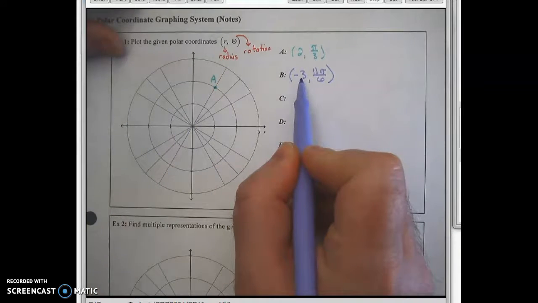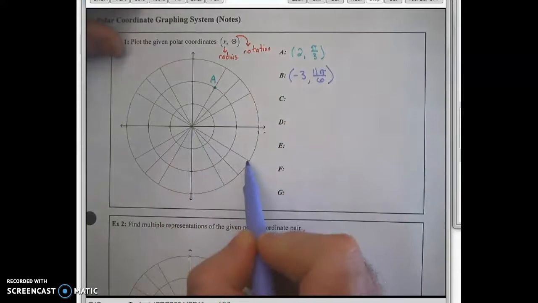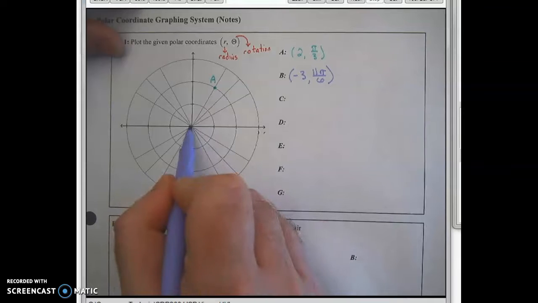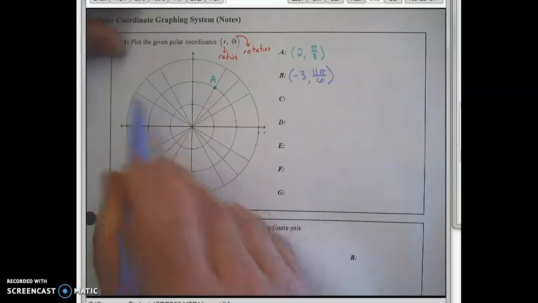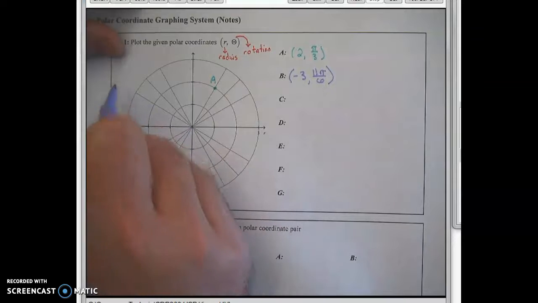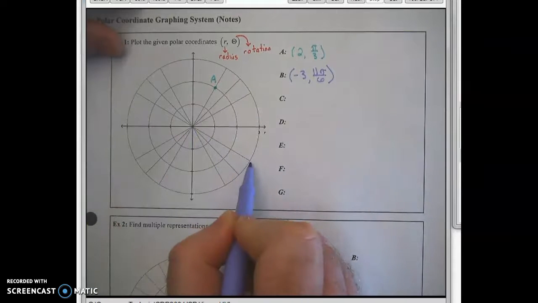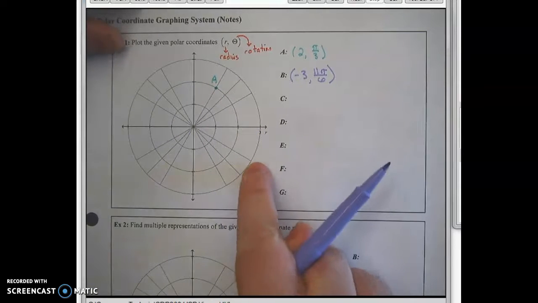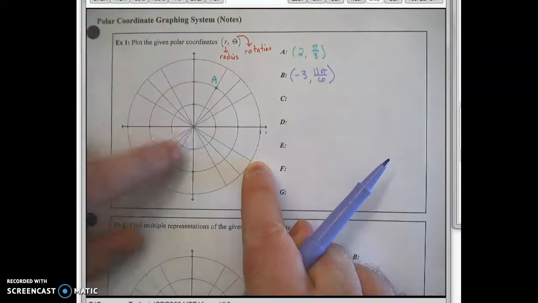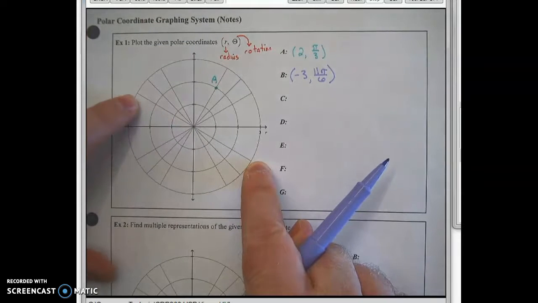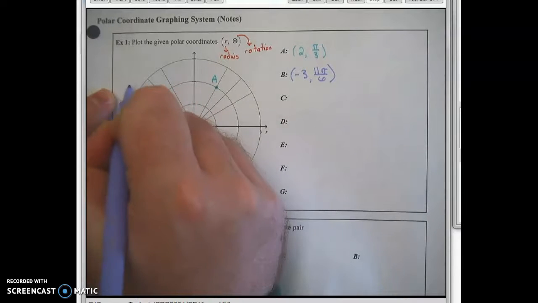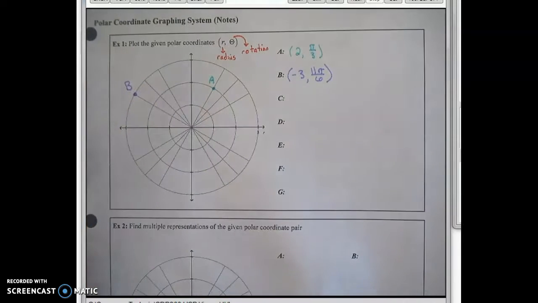So now this is considered the positive radius axis, and this is the negative. When you have a negative radius, that means instead of going towards the angle, here's 11 pi over 6, I'm going to go from the origin in the opposite direction, because this is the positive r, so this must be the negative radius. So I go to an angle of 11 pi over 6, use one finger to stay there, then go back to the origin and decide what my radius is. My radius is -3, so instead of going towards my finger, I'm going to go away. There's my point B.